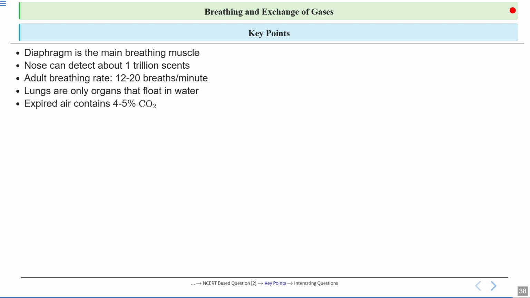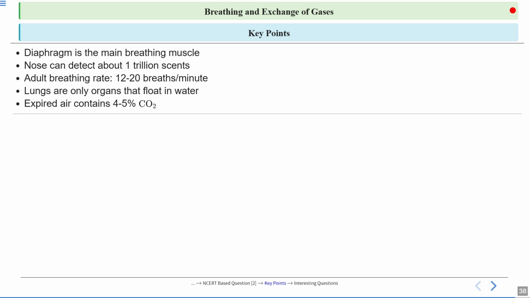Now, whenever you expire the air, this contains carbon dioxide. This air contains about 4 to 5% carbon dioxide. So expired air contains 4 to 5% carbon dioxide.